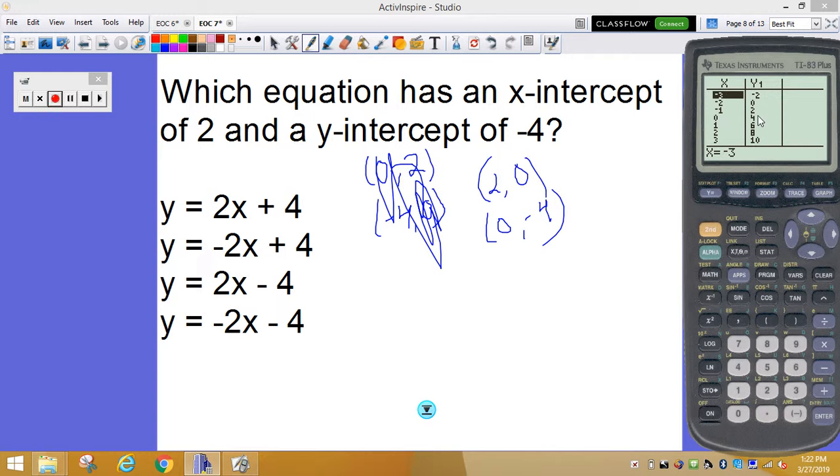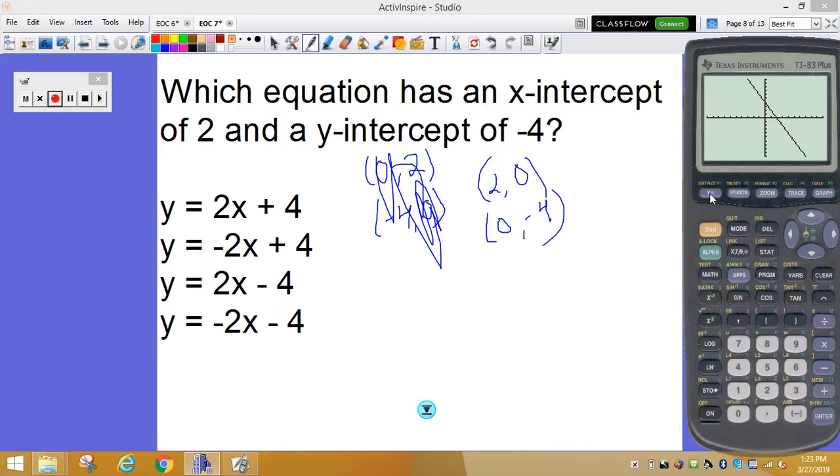So my y-intercept is at positive 4. Well, that's not right. I want it at negative 4. And you can look at the graph and see it's at positive 4. My x is good. My x is at negative 2, but my y is not. So let's try the next one. Negative 2x plus 4. No, neither one are right. They're both positive. This is positive 4 and that's positive 2.